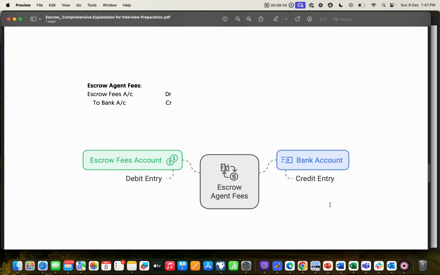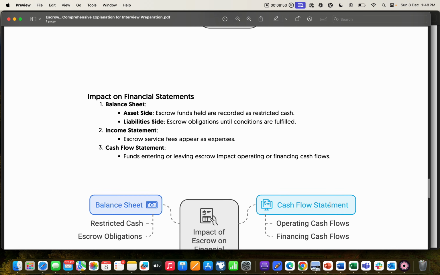Escrow agent fees: they also charge a fee, because they are not doing a free transaction. They will charge a fee for that also, so this should also be recorded in the accounting system. The escrow account gets debited and the bank account gets credited on the same part.